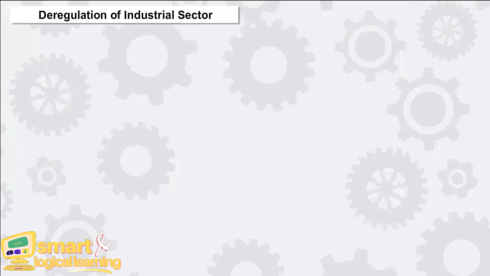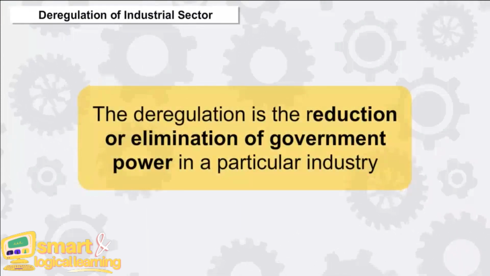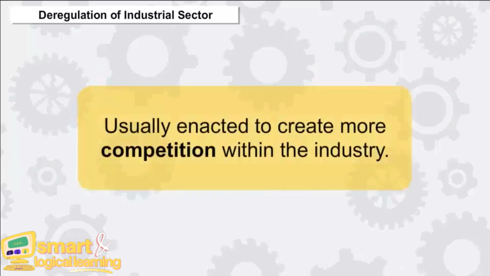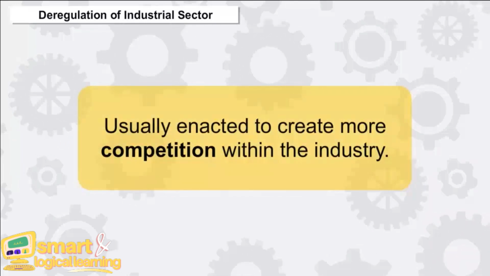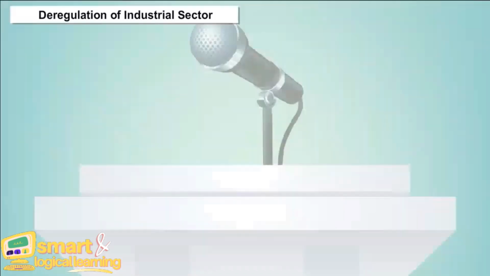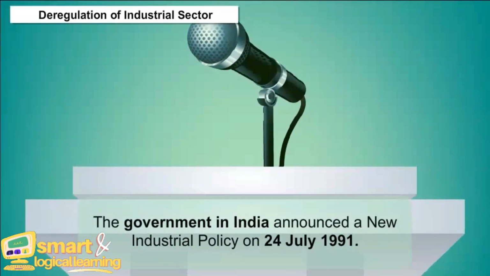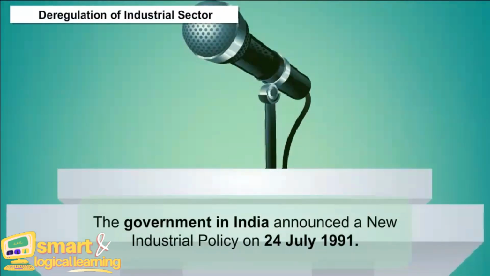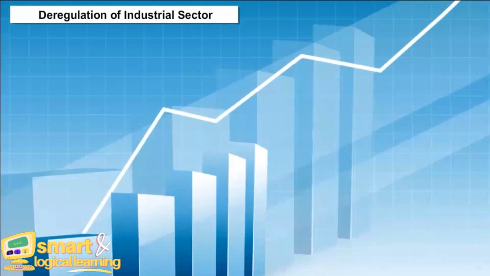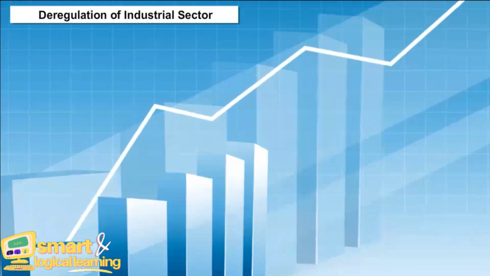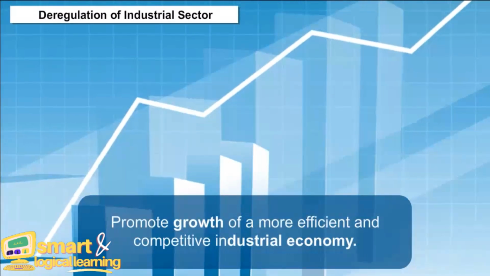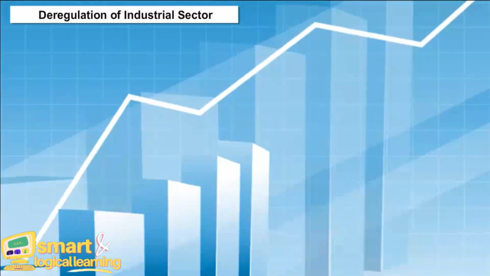Deregulation of industrial sector. Deregulation is the reduction or elimination of government power in a particular industry, usually enacted to create more competition within the industry. The government in India announced a new industrial policy on 24th July 1991, which sought substantially to deregulate industry so as to promote growth of a more efficient and competitive industrial economy.